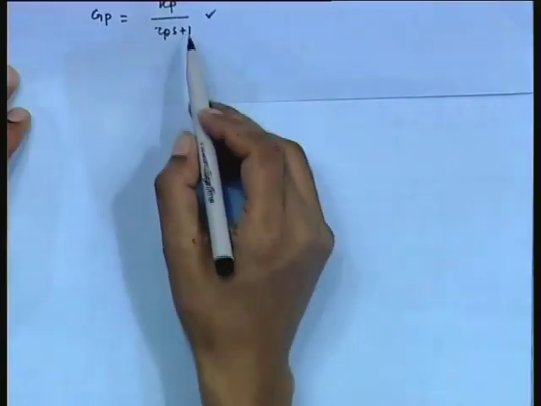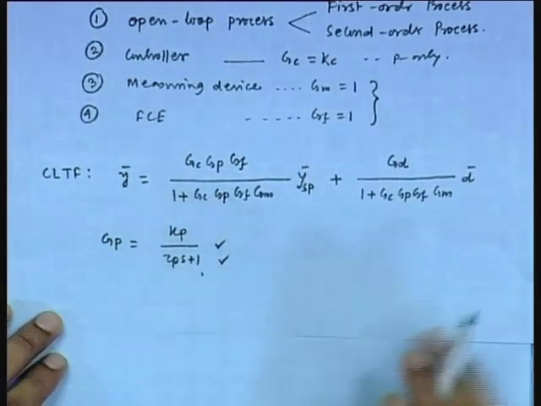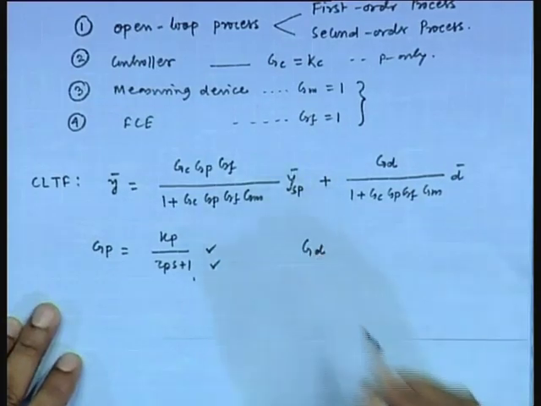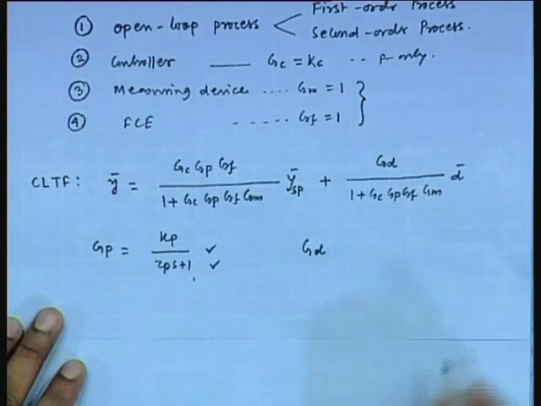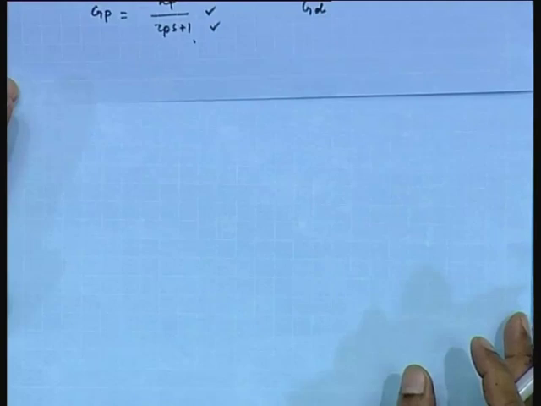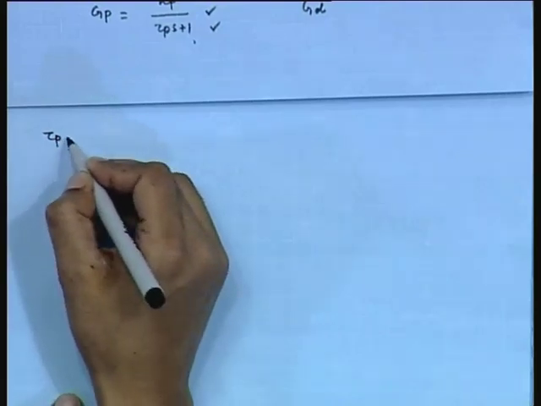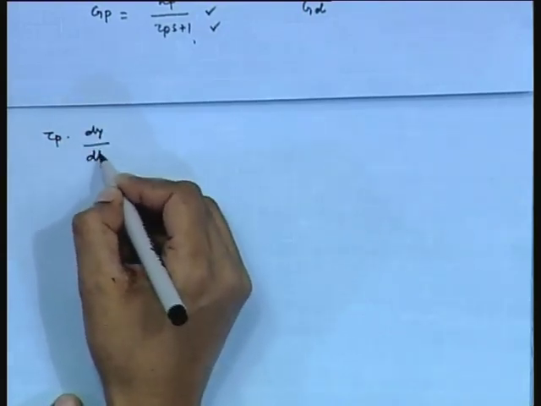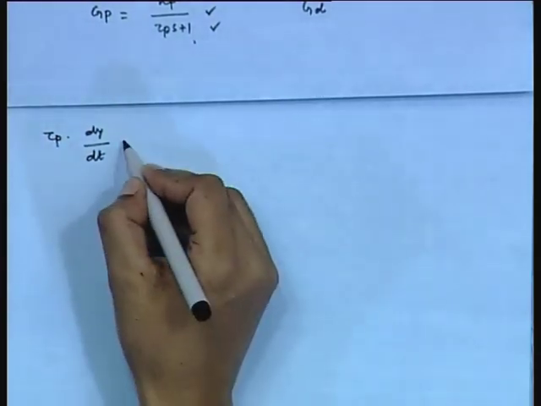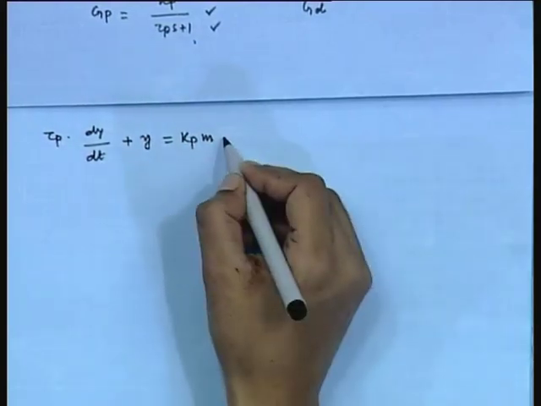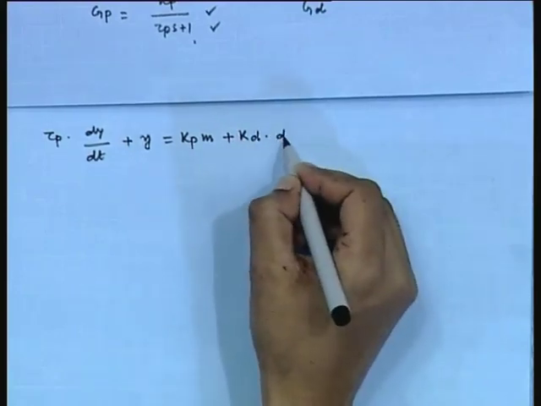Now, for the process, this is the transfer function with respect to manipulated variable. Another transfer function is involved, that is GD, with respect to disturbance. So, what will that be? For that purpose, we first need to write the modeling equation for the process. The modeling equation for the process we can write as tau p dy/dt plus y equals k p m plus k d d.